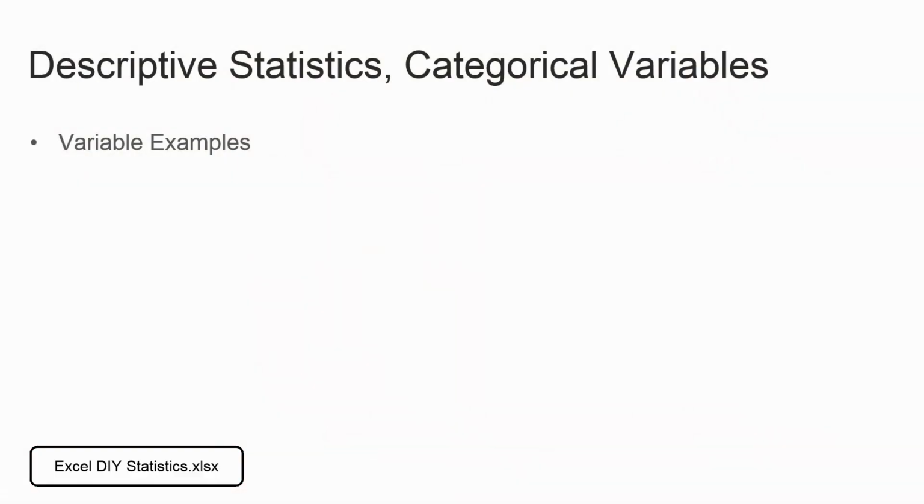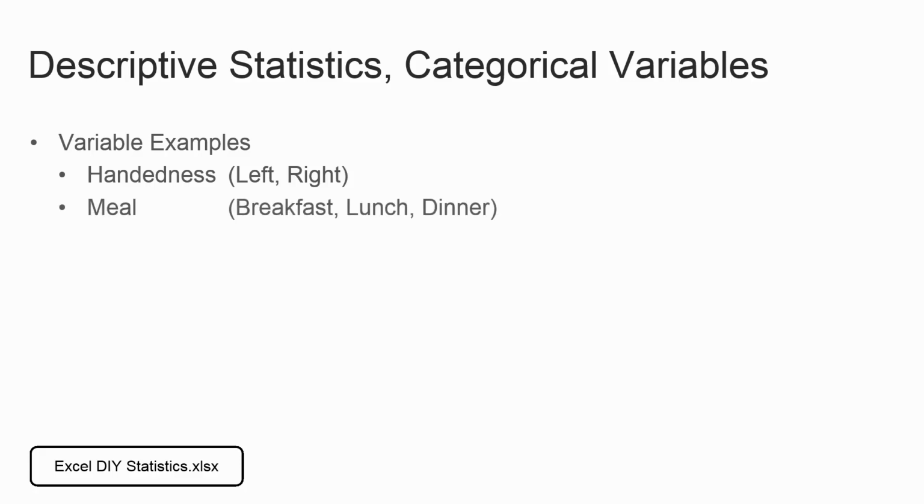Examples of categorical variables include variables such as handedness, which can contain two values, left and right, or meal, which can contain three values, breakfast, lunch, and dinner. Another categorical variable is blood type, which contains 8 values.